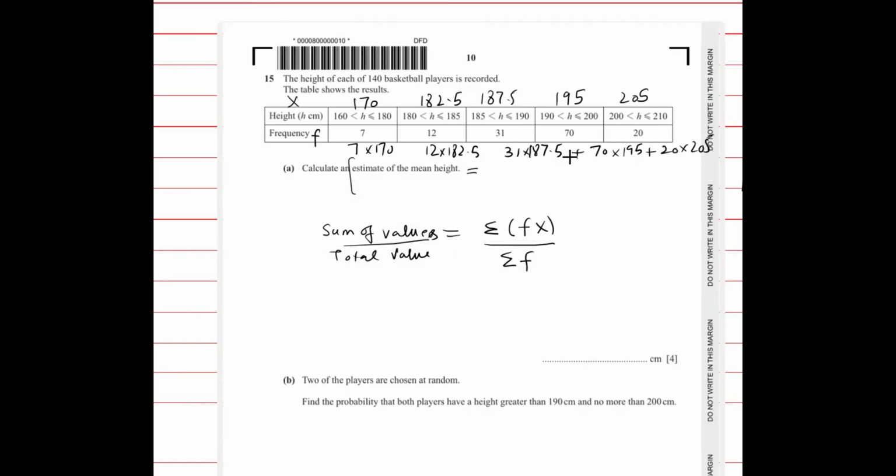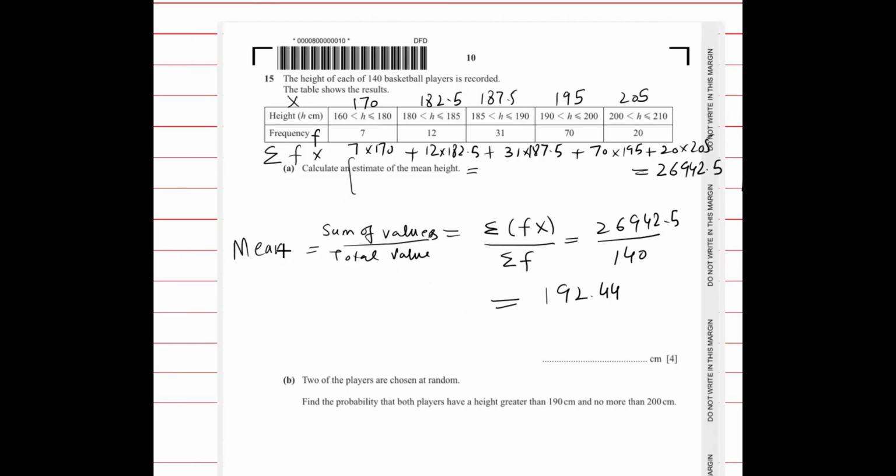We will add the values, the sum of these values. We can write here the sum of f x, and the summation of these values is 26,942.5, and we write 26,942.5 over the summation of f. Summation f is 140. When we divide this, we get 192.44. This is the estimated mean of the student height.